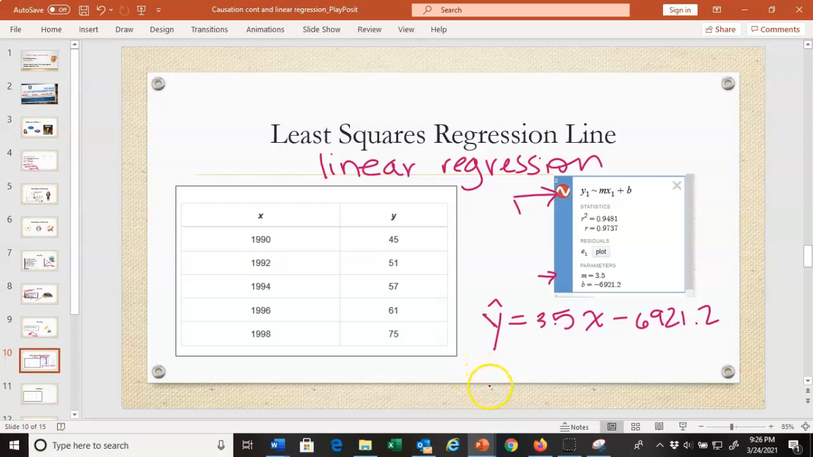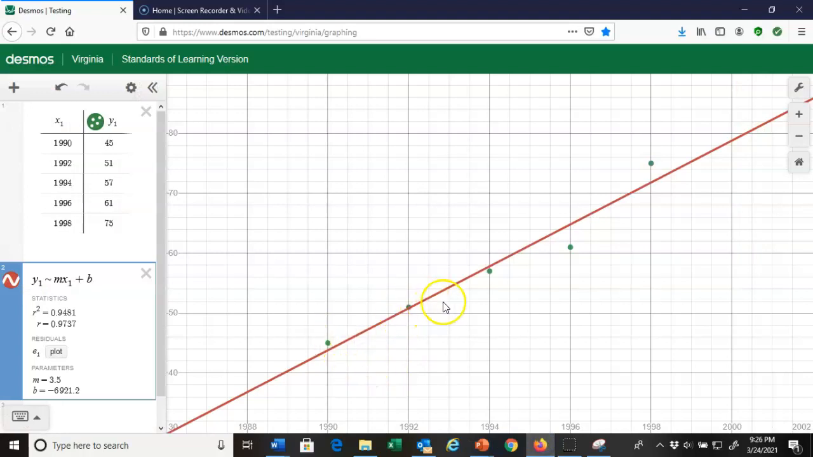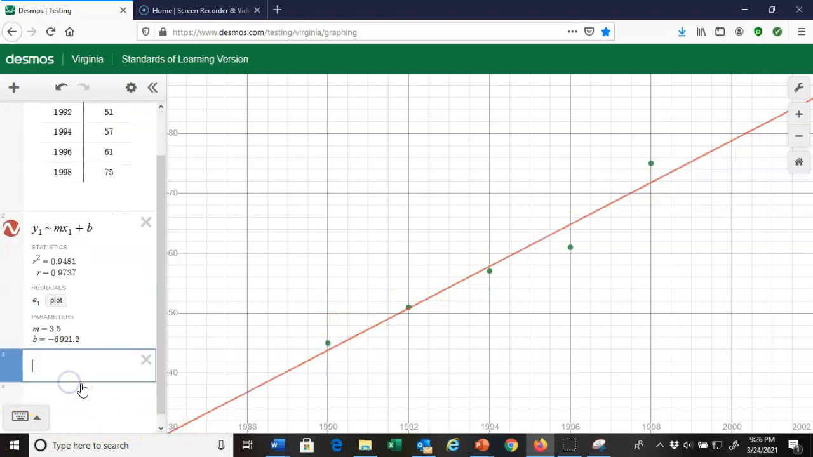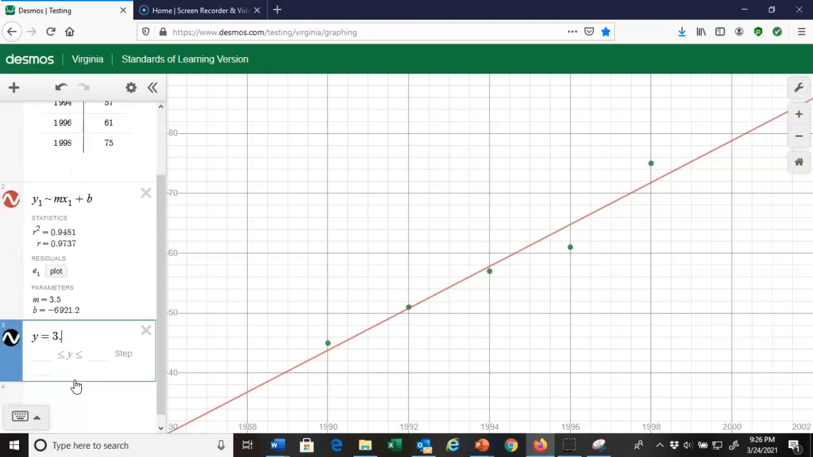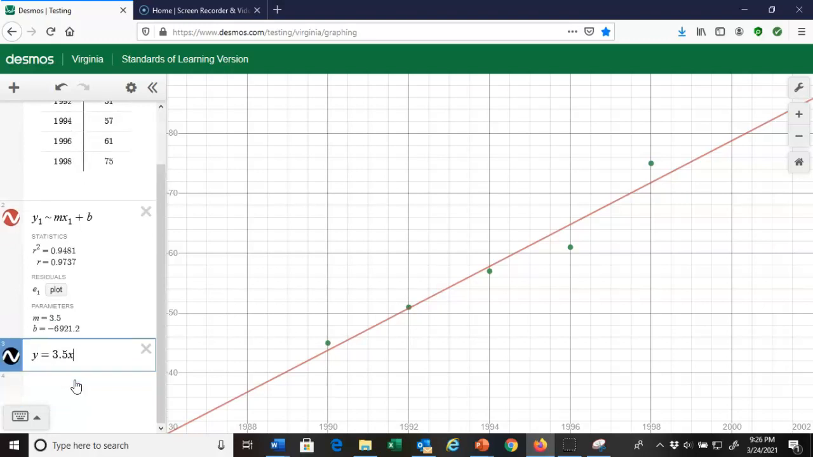So it's not like the actual line, right? Because this is just giving us an estimate of those dots, kind of going through the average of those dots. And check this out. If we were to graph the line that it gave us, y equals m is 3.5 and b is negative 6921.2. Check it out. Did you see that?